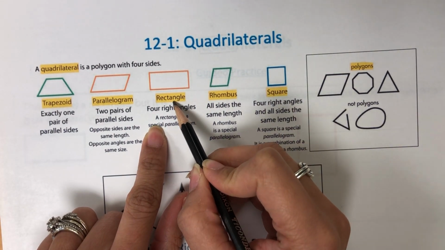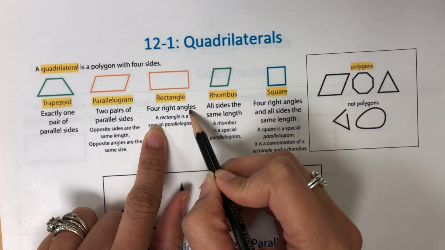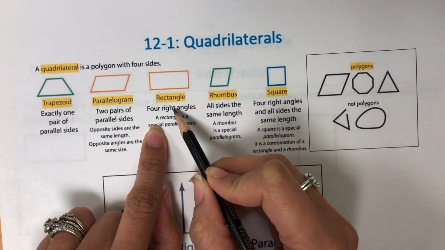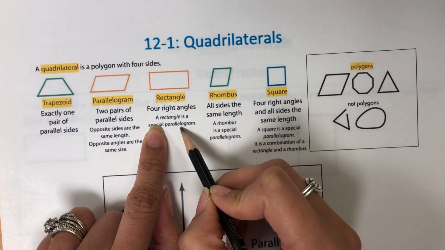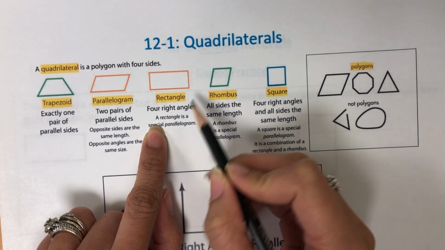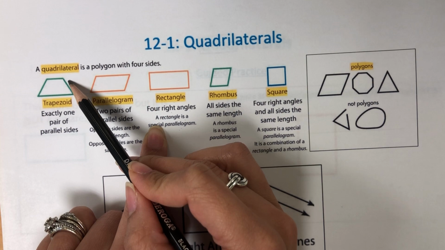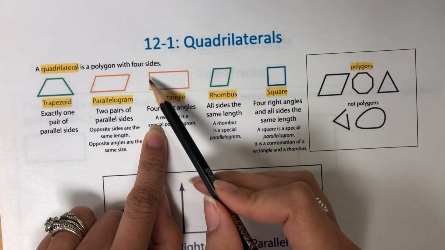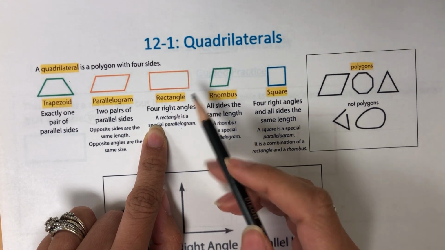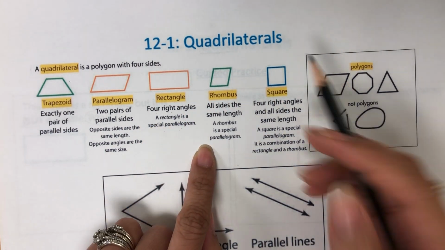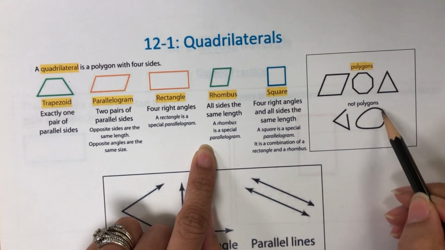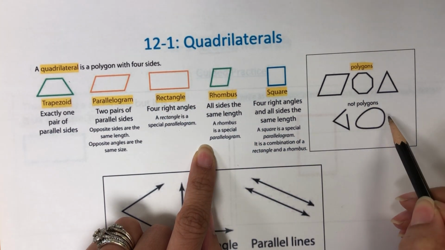A rectangle has 4 right angles. A rectangle is a special parallelogram. So a rectangle has 4 right angles, and it's also a parallelogram, also a quadrilateral, and it's also a polygon because there are no gaps. We have closed edges here, okay? And it's closed and it's not like a bubble or organic like what we see right here in this example.